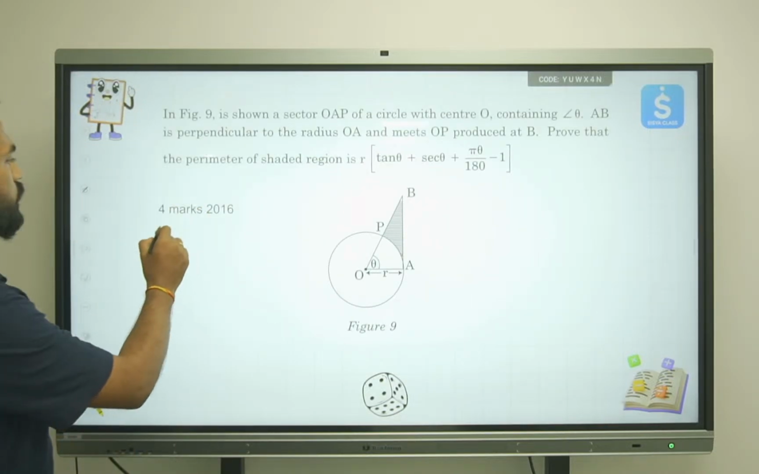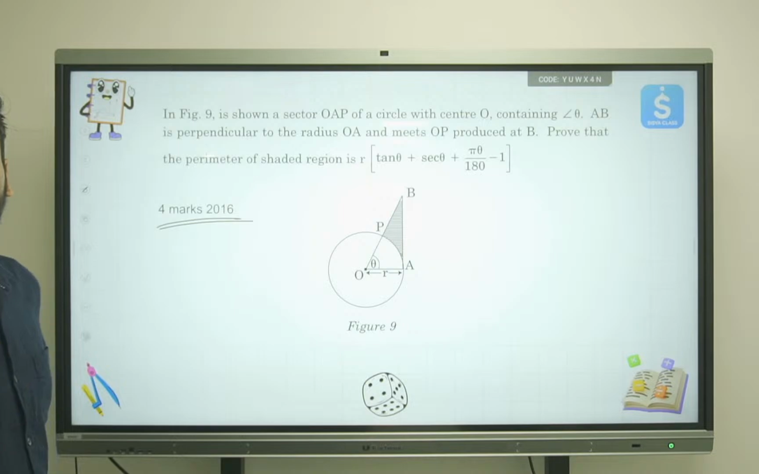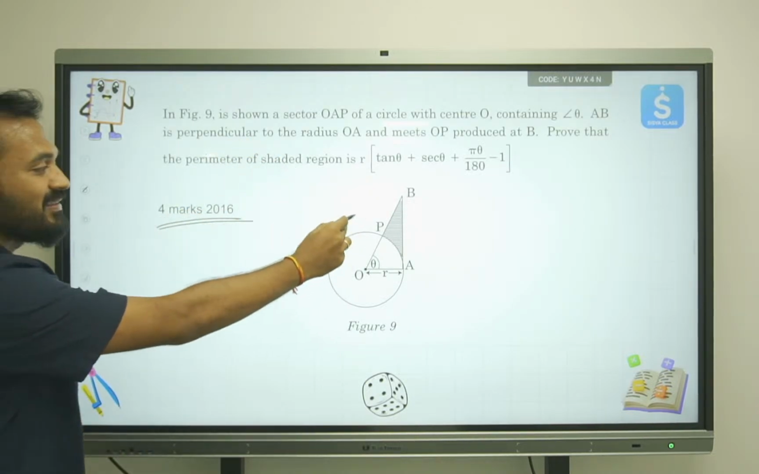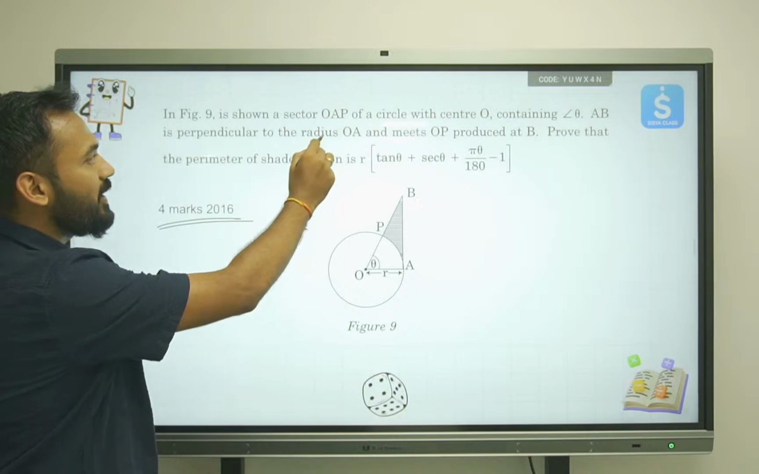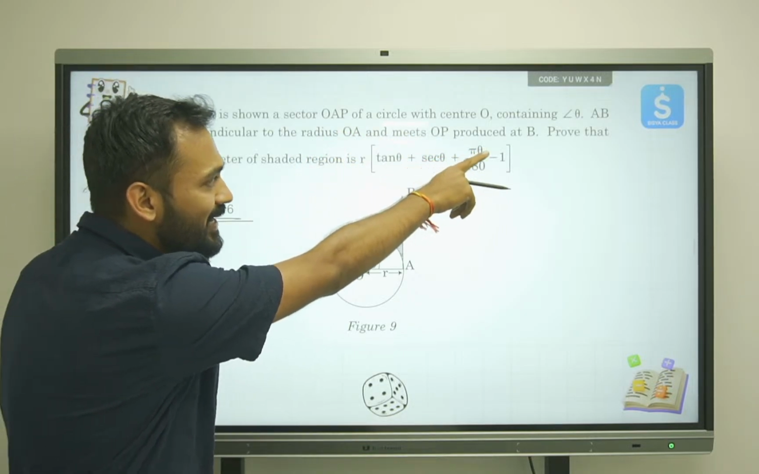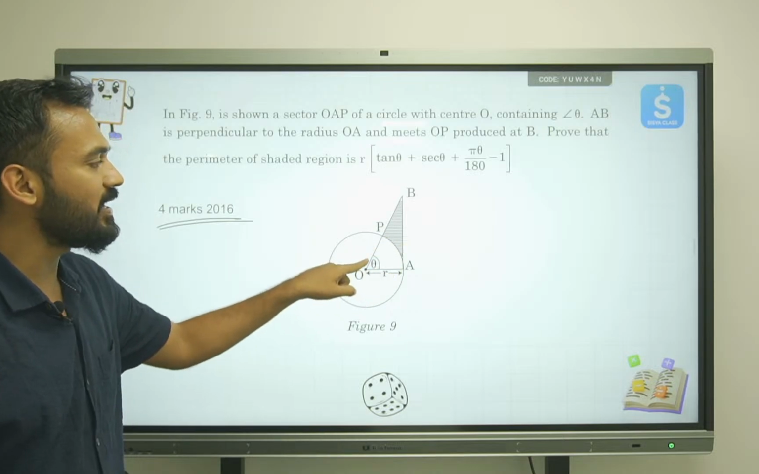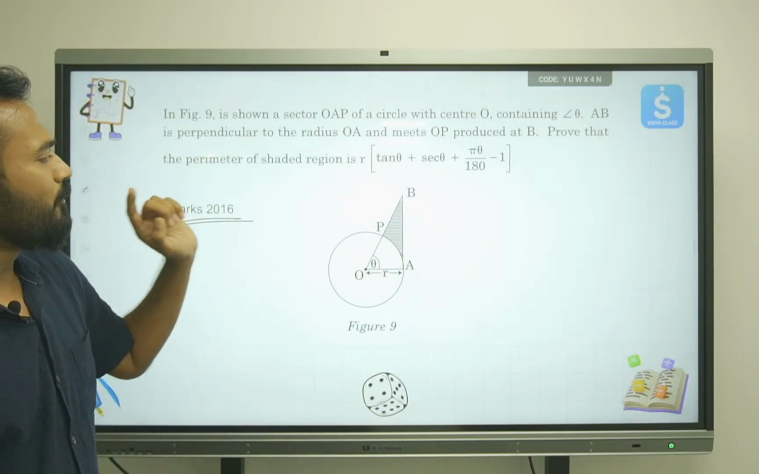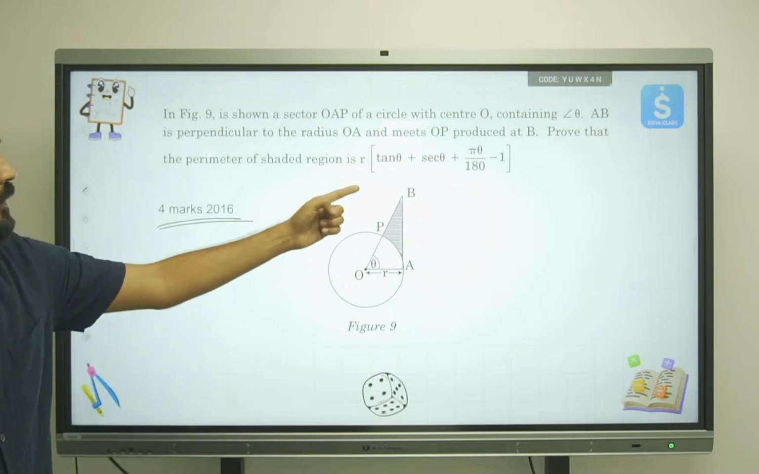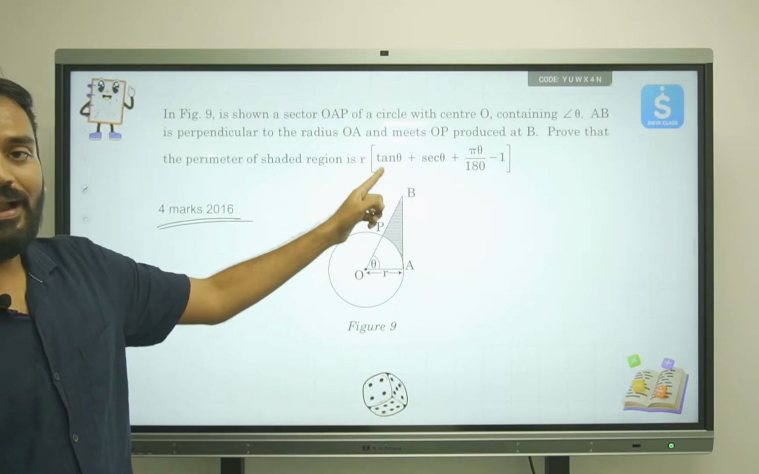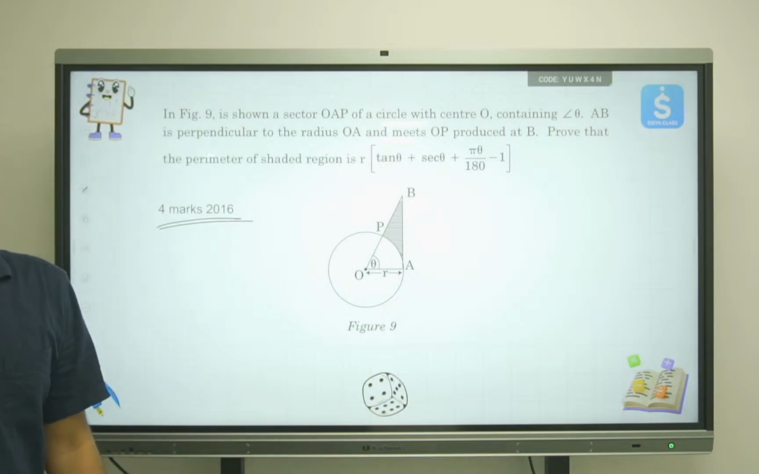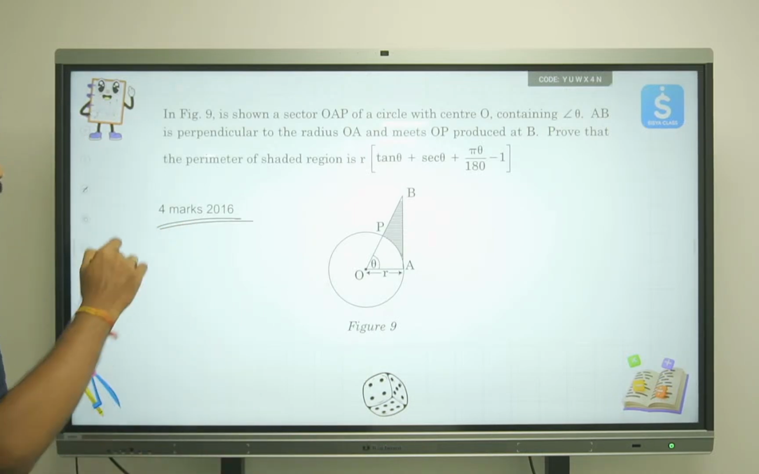This was asked in 2016 for 4 marks, beta. In this, the figure is shown, the circle is here and OAP is a sector of a circle with center O containing angle theta. Theta of this sector is also shown. This figure is there. We need to prove that the perimeter of the shaded region is equal to R multiplied by tan theta plus secant theta plus pi theta by 180 minus 1. So this is one of the proof questions which was for 4 marks.